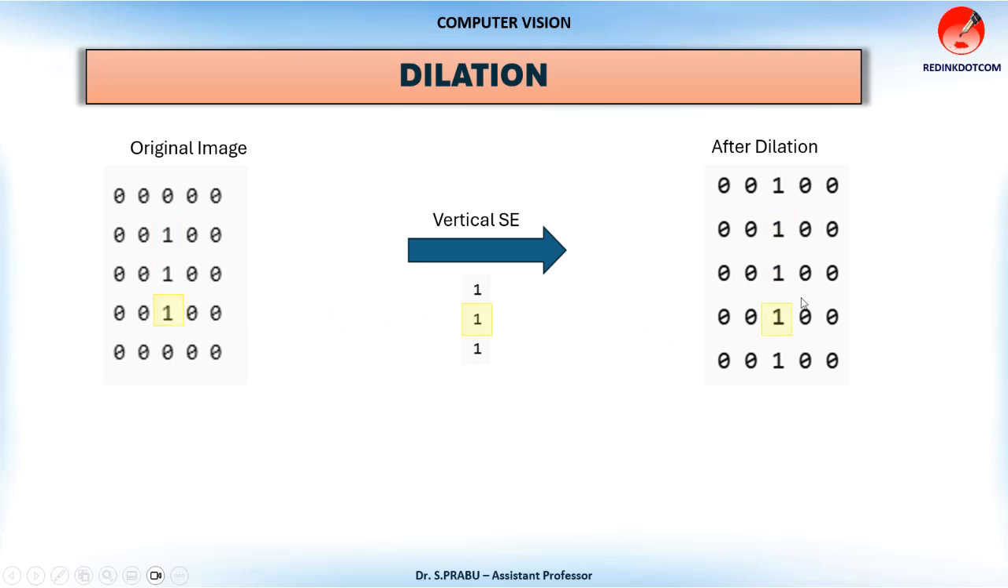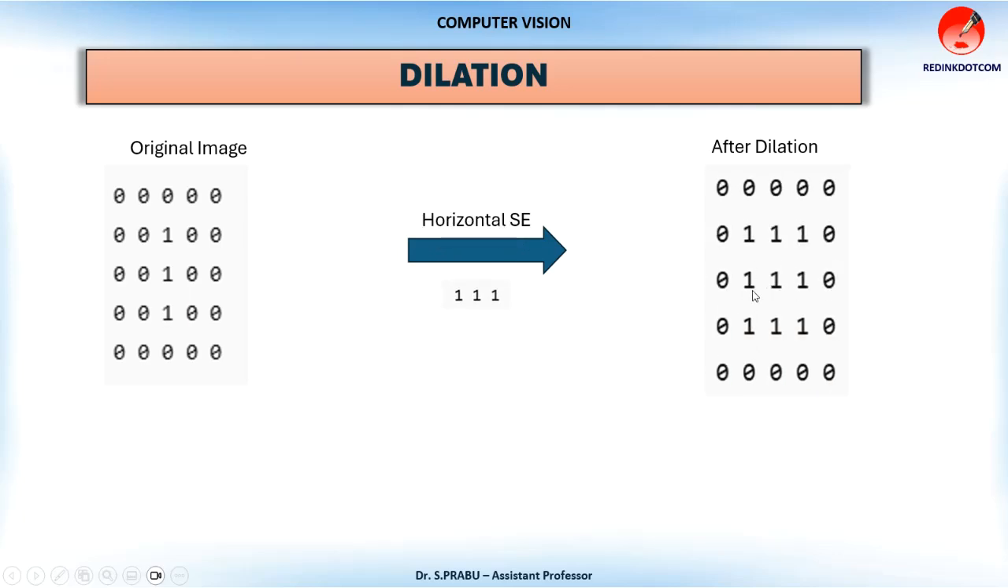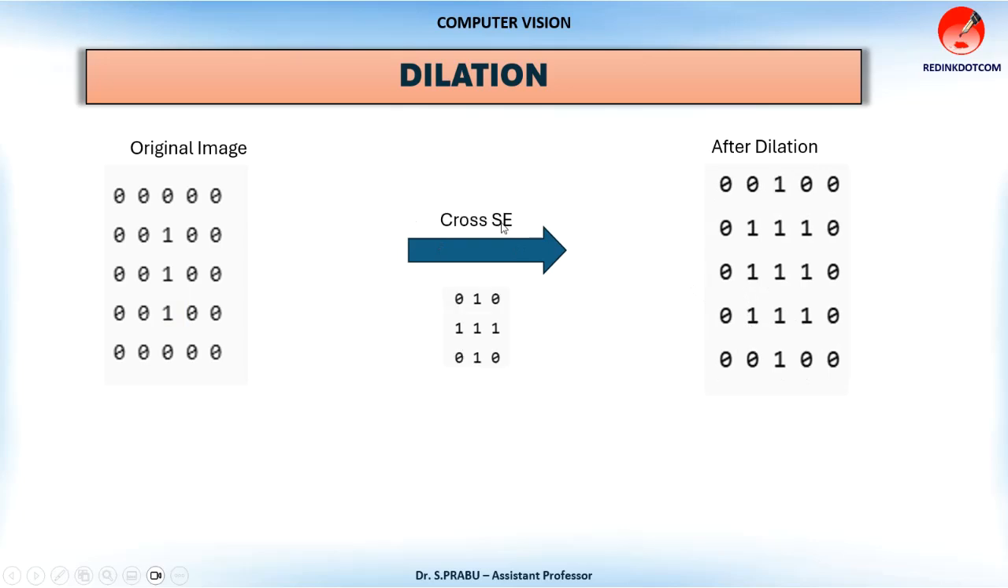And third value, I can change these two values to 1. I don't bother about the right side and corner values. So after applying the vertical structure element, the dilation result looks like this. Suppose we apply the horizontal structure element, we can get this value. Suppose we apply the cross structural element, that is only for the top, bottom, left and right values, ignoring the corner values. The output of the dilation looks like this. So depending upon the structure element, the dilation value can differ.